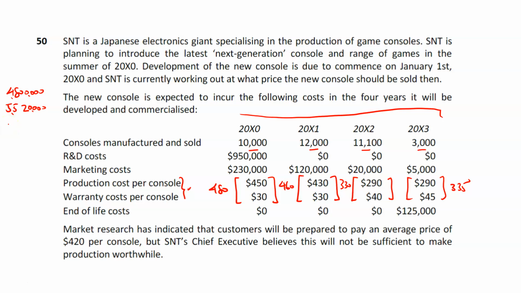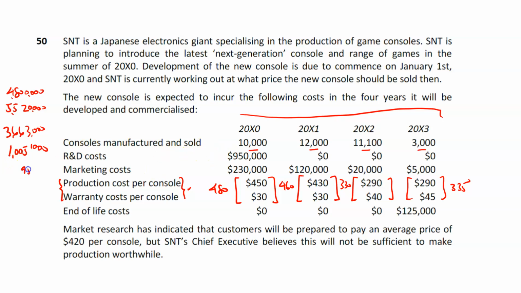Then here I have 330 times 11,100, because that's what's going on between these two. That's 3,663,000. And here I have 335 times 3,000, which is 1,005,000. Great. So those are all my production and warranty costs done. Then I now have my R&D.